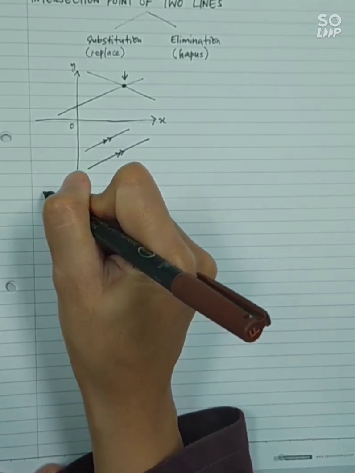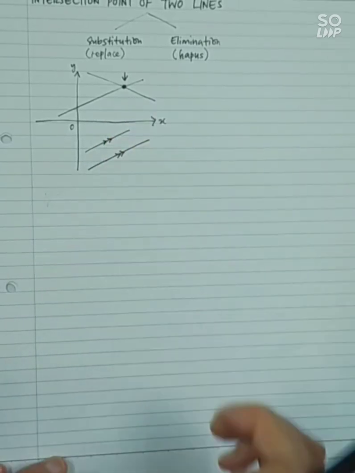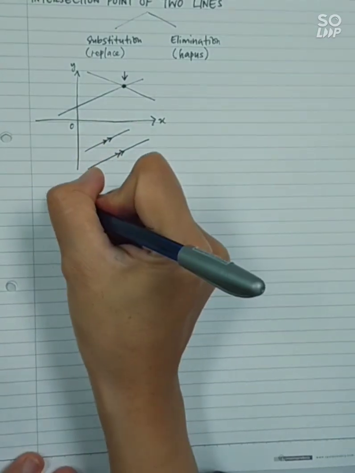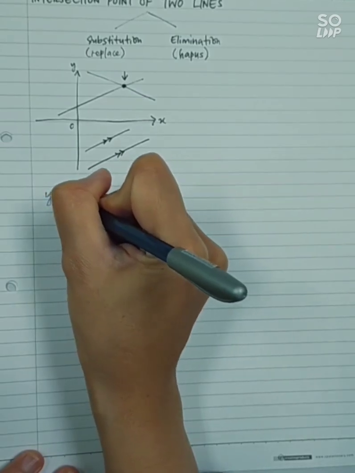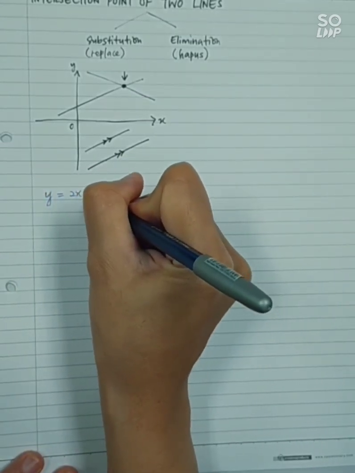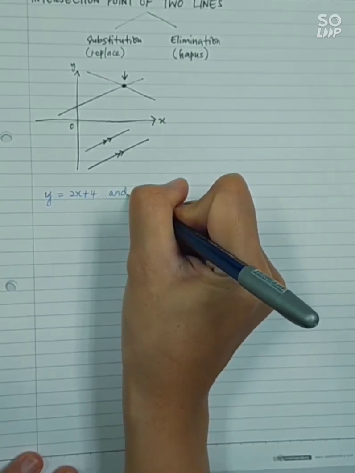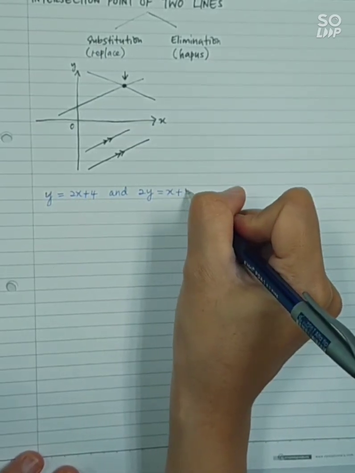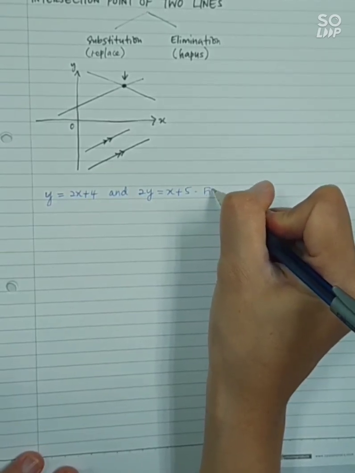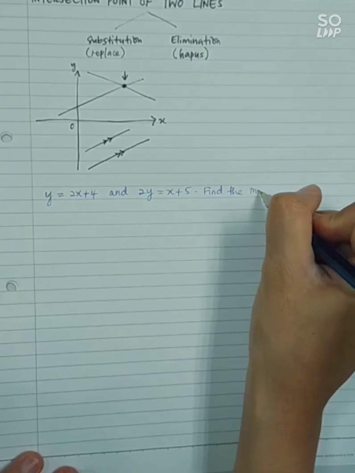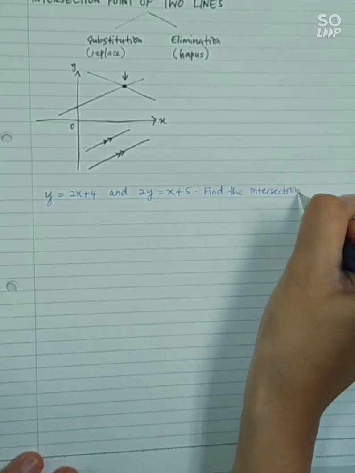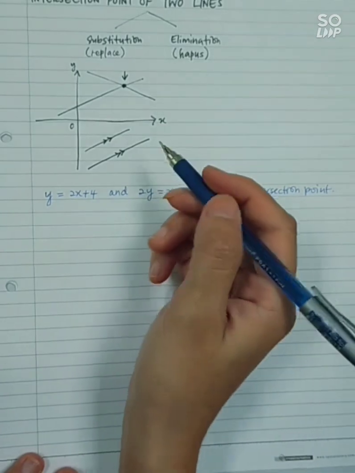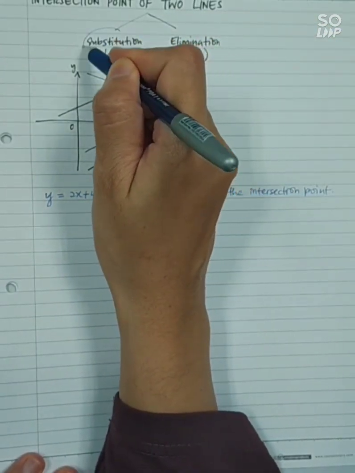Let's say you are going to consider y equals 2x plus 4 and 2y equals x plus 5. Find the intersection point. For now we will do the substitution method.